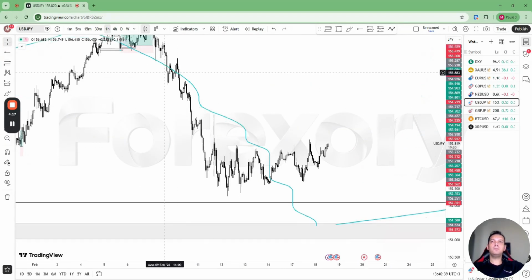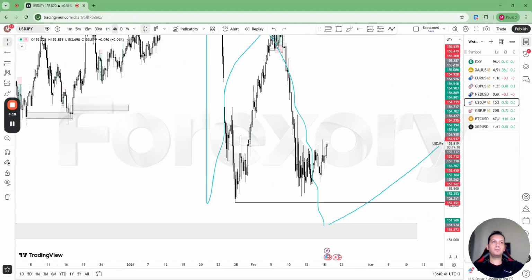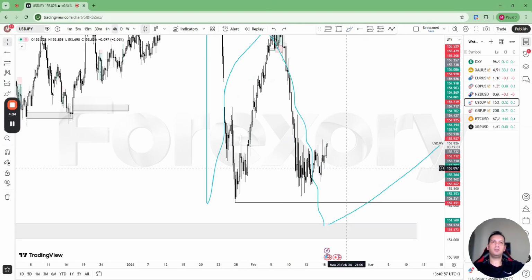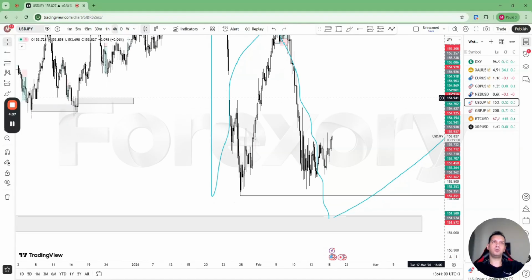USDJPY. The expectation I had still stands, which is that we should have a flag here. It might not form the flag. I mean, there's no rule, there's no obligation for it. It might not form, so let's wait and see what it does. For now, it's moving within a range box.